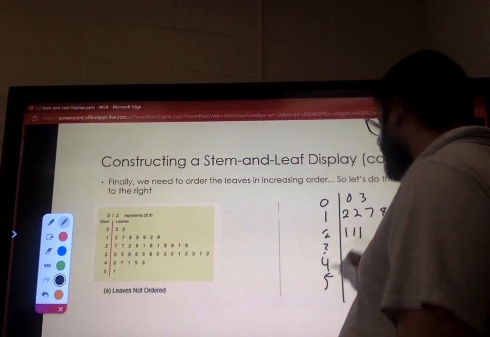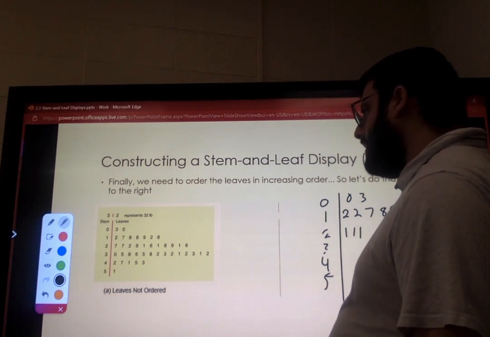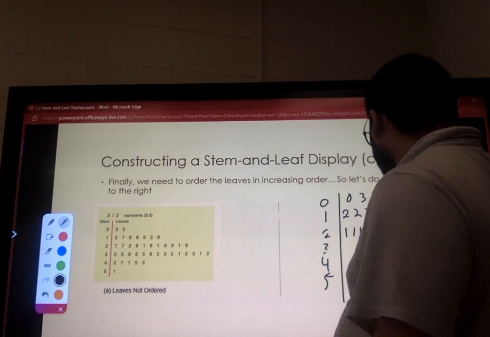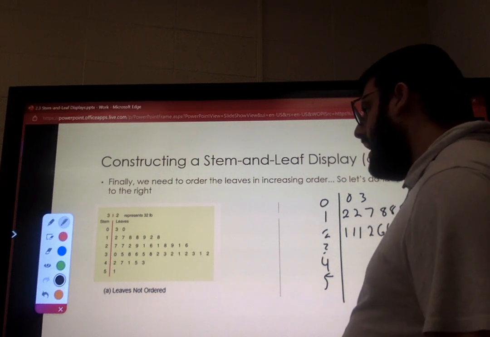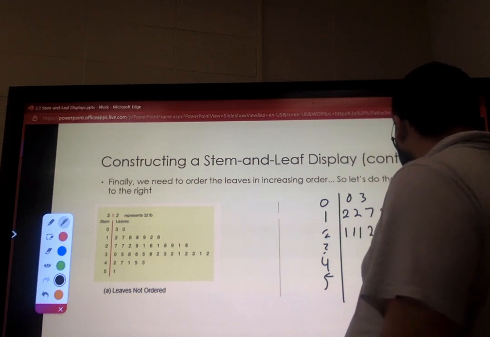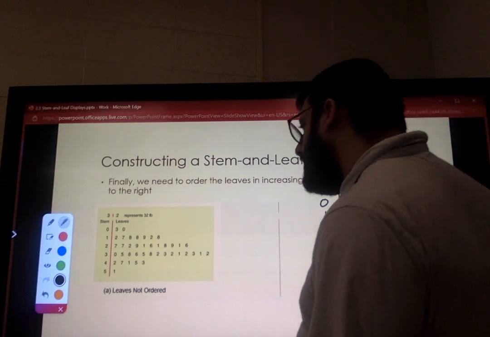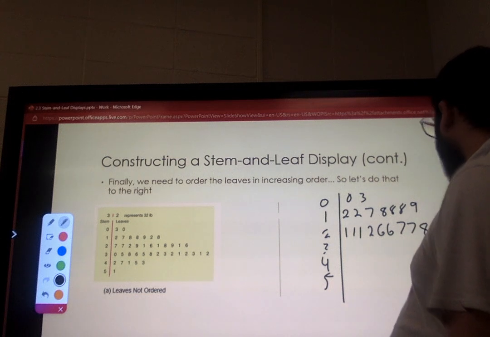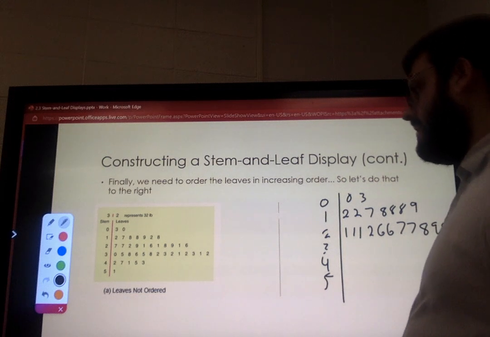1, 2, 3, 9. Here I have, let's see, 3 1s. 1, 2, 3. I have a 2. Then I have 2 6s. 1, 2. I have 2 7s. Then I have an 8 and 2 9s. 8, 9, 9. And you want to make sure that you're accounting for all your data here.